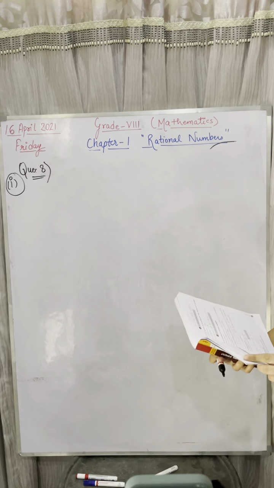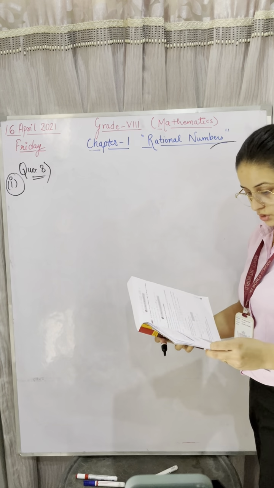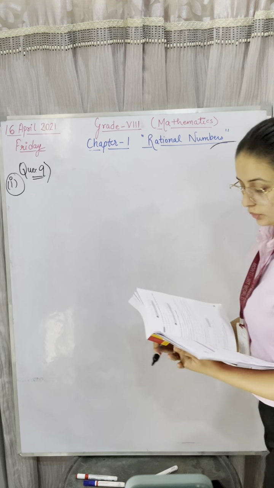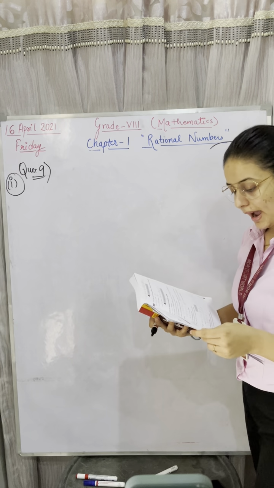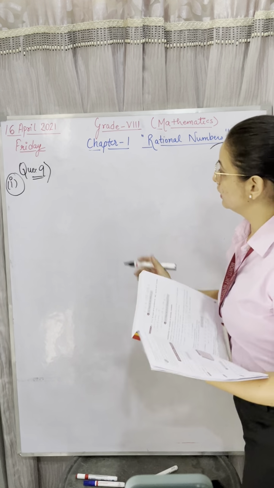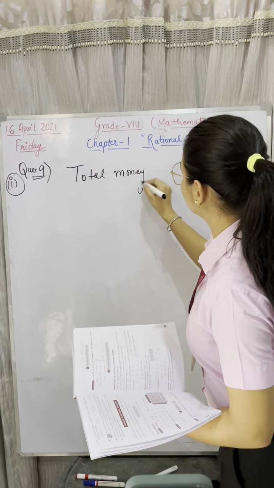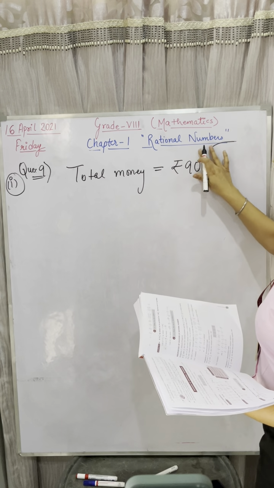Today in the morning you will get the previous PDFs and videos, right? So now I'm going to solve question 9. Question 9 is again based upon a word problem. A man had rupees 90 with him. Total money the man is having is rupees 90.